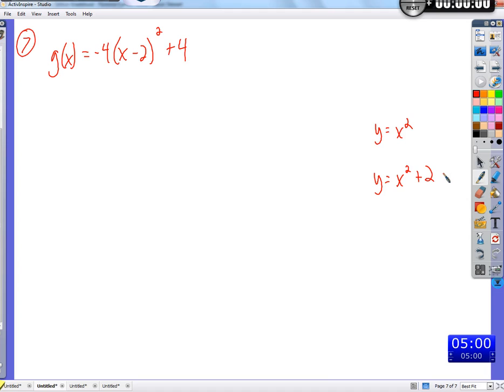Why? If I add 2 or I add 3 or I add 5 or I add 6, why does that move it up? Why does that move the graph up, if the graph is just a collection of all the solutions? The y values of this function are 2 more than the y values of this function. The y values on a graph are vertical, so if they're 2 more, they're 2 higher.